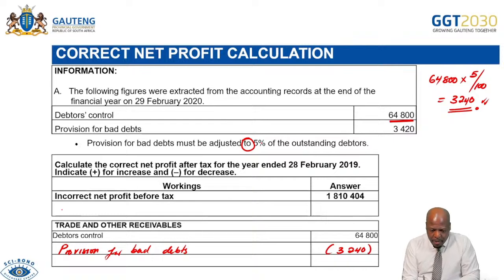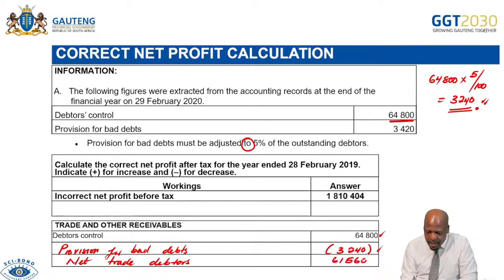All right. And then we will now have what we call the net trade debtors. And how much is our net trade debtors here? You end up with how much? If you say 64.8 minus 3,240. Can you say it again? You're going to end up with 61,560. Thank you.